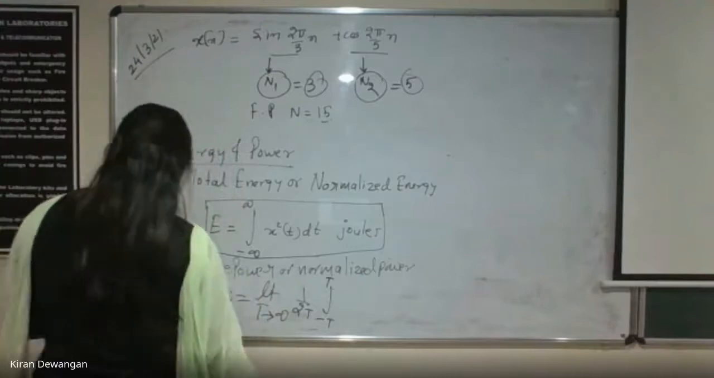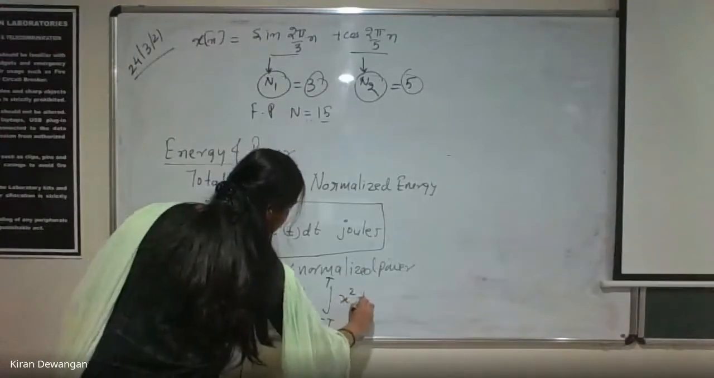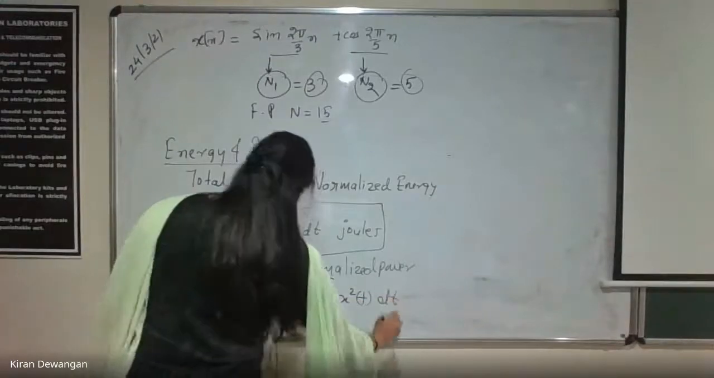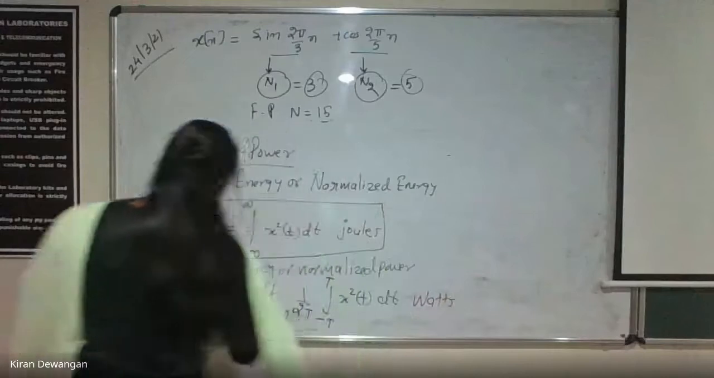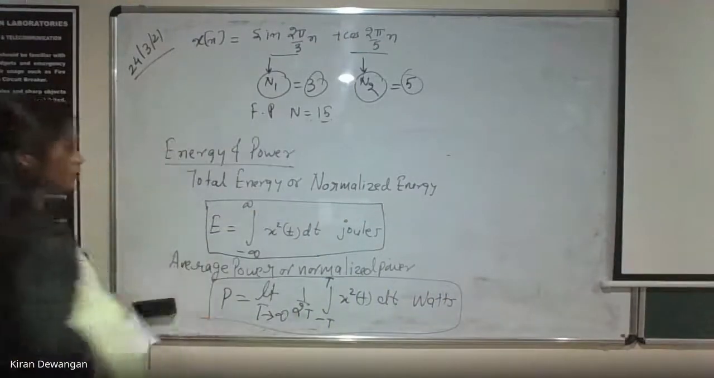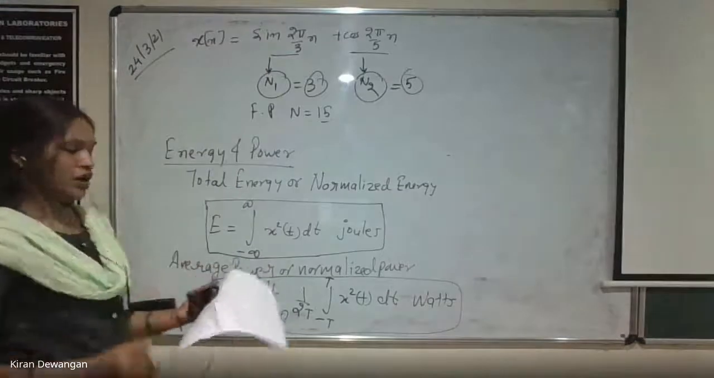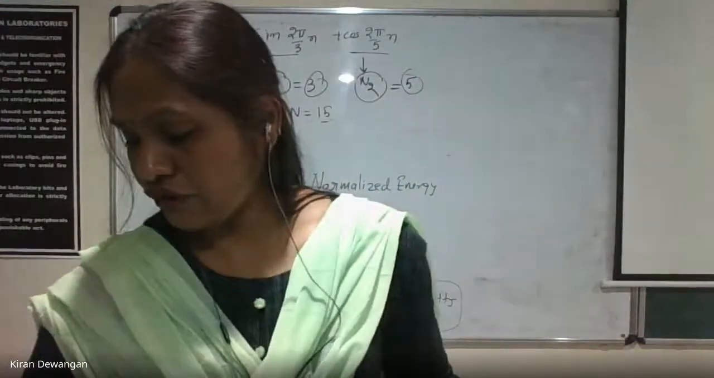Minus t to plus t, and this is x square t dt, and this is in watts. Clear? So this is the formula for power. Now, what is the square root of P?